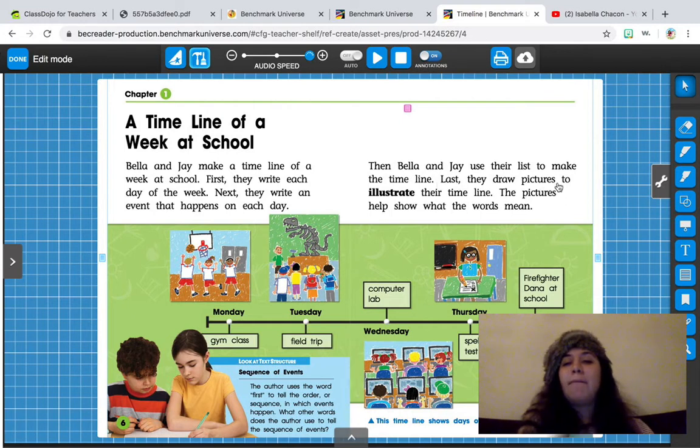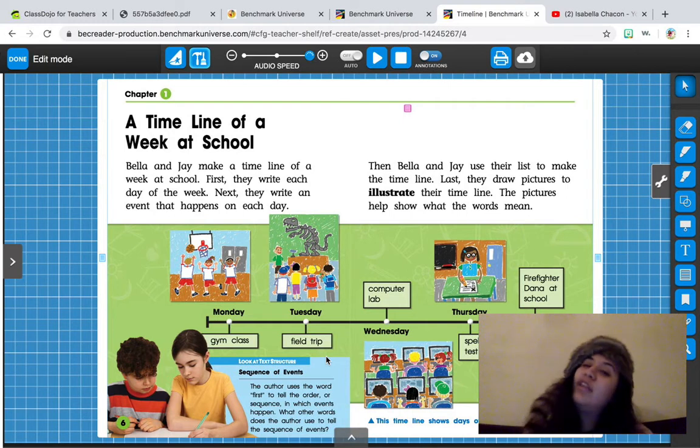Last, they draw pictures to illustrate their timeline. The pictures help show what the words mean. So, these pictures show what they're doing. Now, pictures help us because, I don't know what computer lab looks like. Can you show me a picture? And then they wrote their picture.